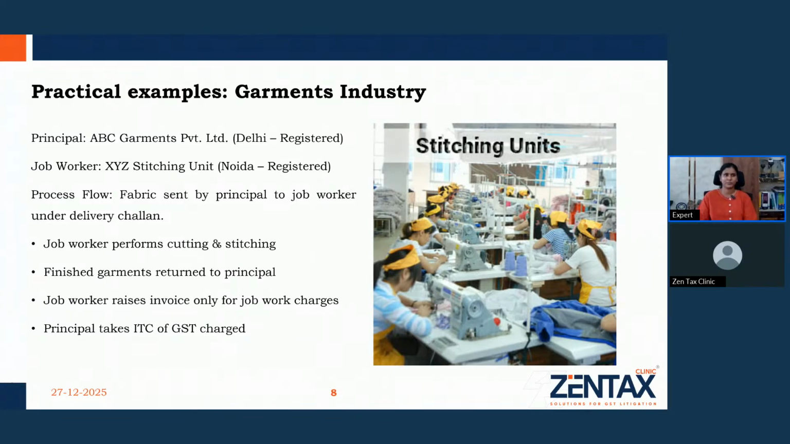Here the process flow is that the principal, that is the garments owner, sends fabric to the job worker under a delivery challan. On that fabric, the job worker performs cutting and stitching. On completion of the garments, they send the goods back to the principal. In this case, the job worker will raise an invoice only for the job work charges, that is the stitching charges which they provide. So the principal can take ITC on the GST which is charged by the job worker.